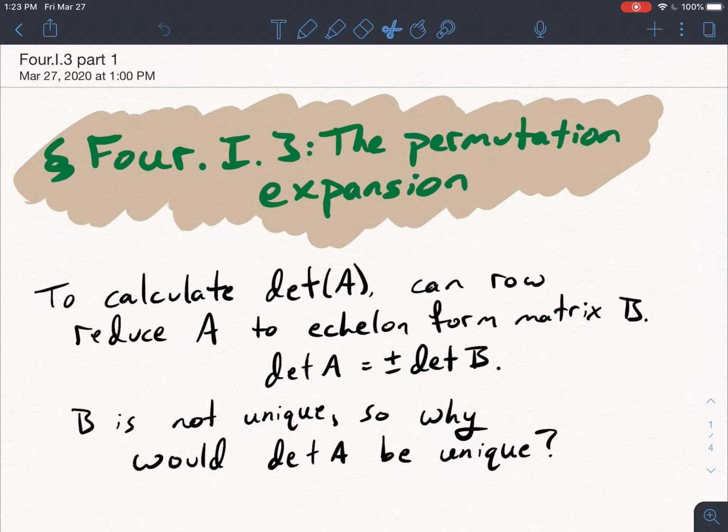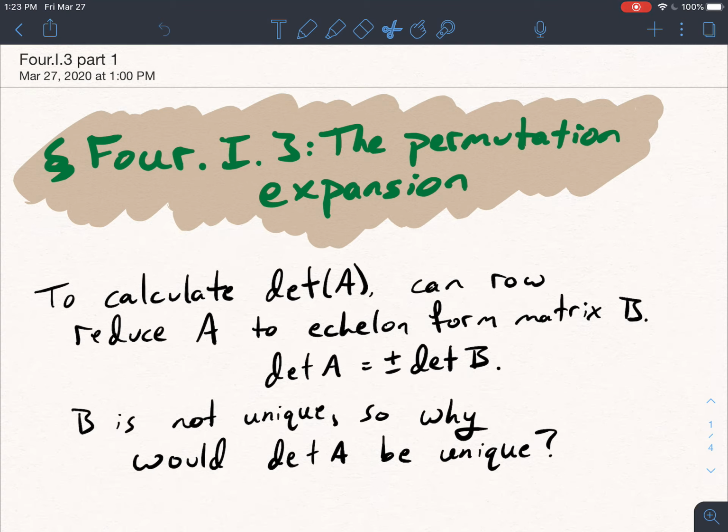So now we know how to calculate determinants efficiently. If we're given a square matrix, then we can row reduce it to echelon form without doing any multiplying rows by non-zero scalars. We don't have to do those to put it into echelon form. And then the determinant will be the product of the diagonal entries of that reduced matrix in echelon form.